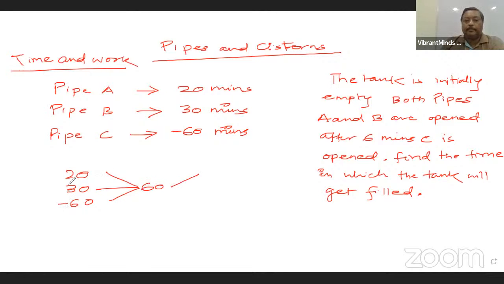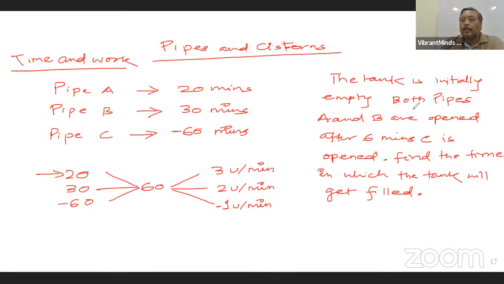Now 60 divided by 20 is 3 units per minute, 2 units per minute, and minus 1 unit per minute. So this pipe can fill the tank at 3 units per minute. This pipe's filling rate is 2 units per minute. And this is an outflow because it is doing negative work, so it is minus 1 unit per minute.